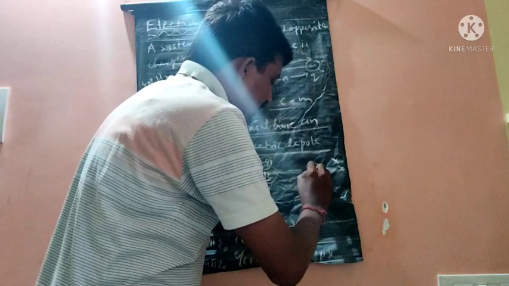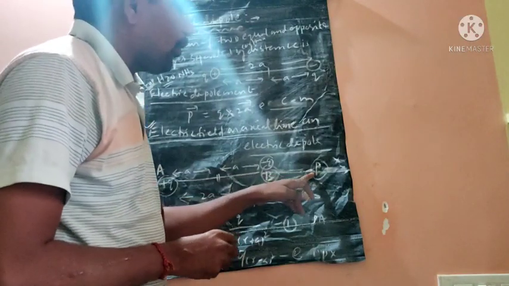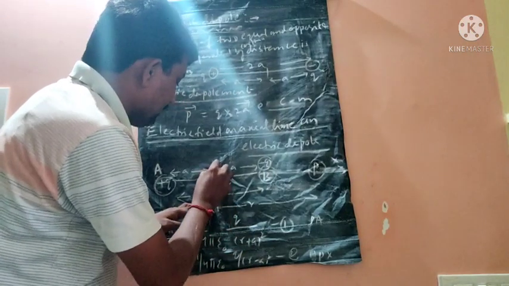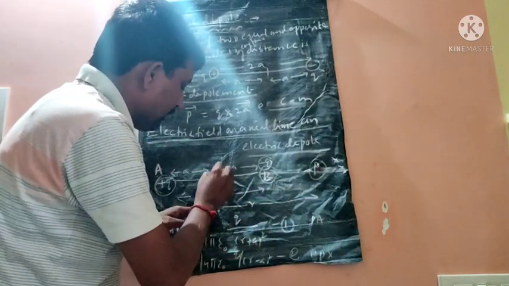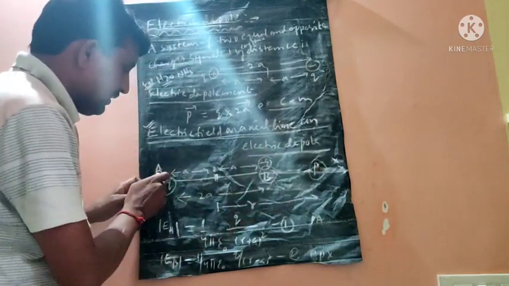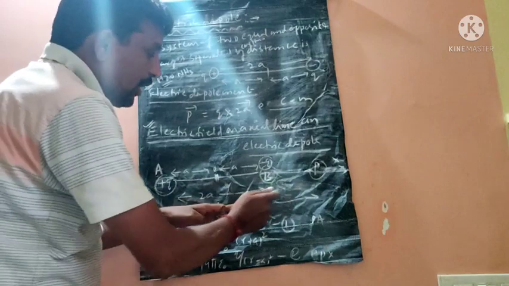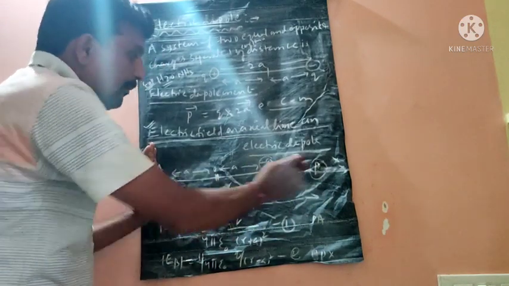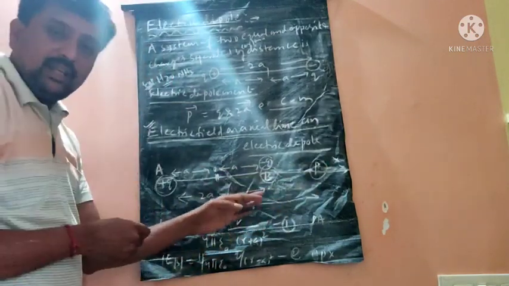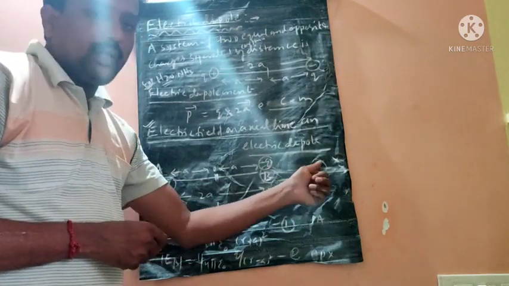So this is the axial line. We have to find the electric field at point P. The distance between point P and midpoint O is r. So the distance between P and A is r plus a, and the distance between B and P is r minus a. The distance between A and P is r plus a, the distance between B and P is r minus a. Now we want to find the electric field on the axial line at point P.